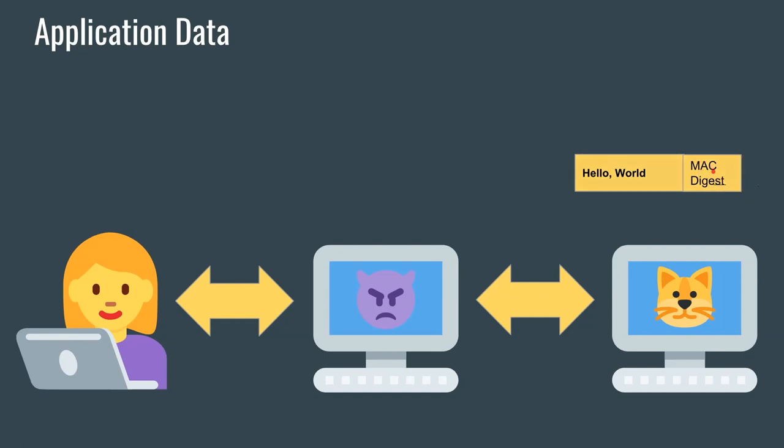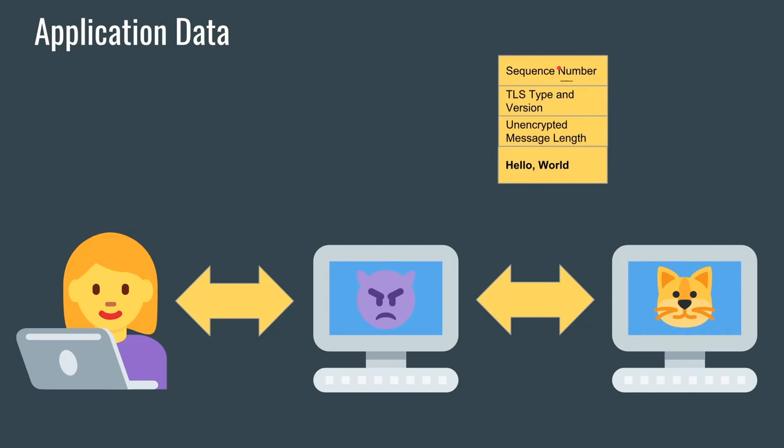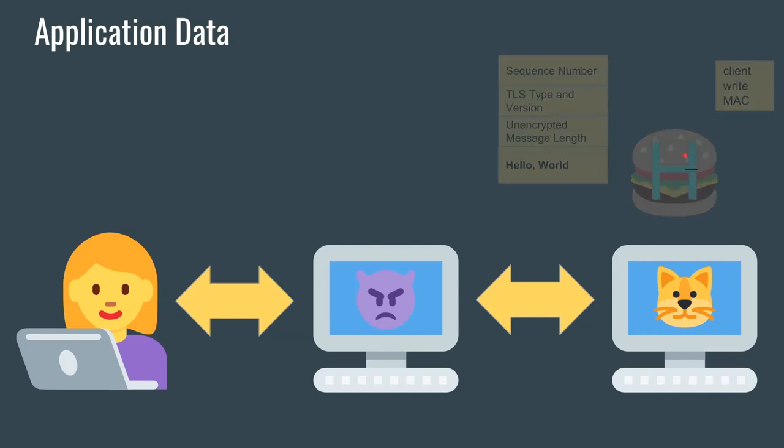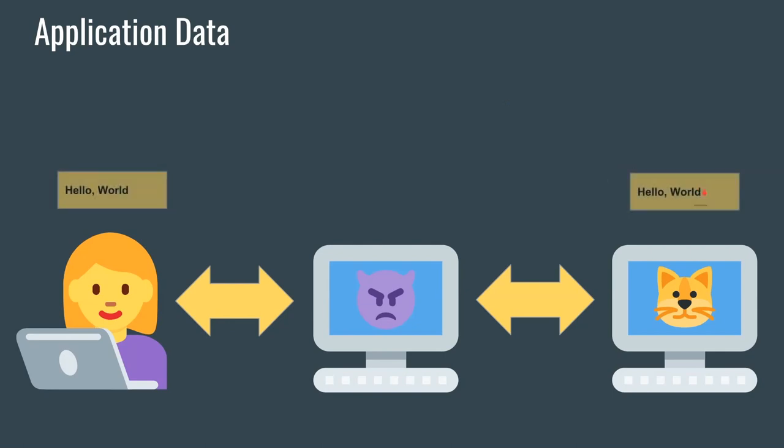We now need to verify the MAC digest. To do that, the server is going to perform the same calculation. It'll say, okay, this is the first message I've received, so the sequence number is 1, same TLS type and version. It'll put the same unencrypted message length and the plaintext message that was the front of this string we were just looking at. They'll take the client write MAC and feed that into the HMAC function. If this equals what was included in the HMAC value the client sent over, we know the message hasn't been modified. And at this point, the client has successfully sent a secure message to the server without the attacker in the middle being able to read the message or modify the message without either the server or the client knowing about it.